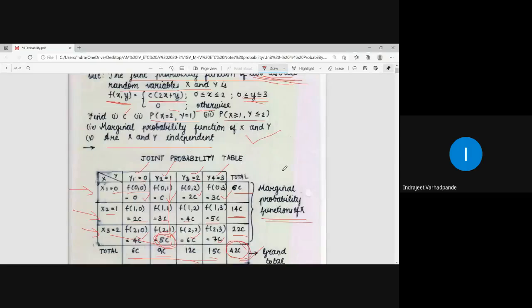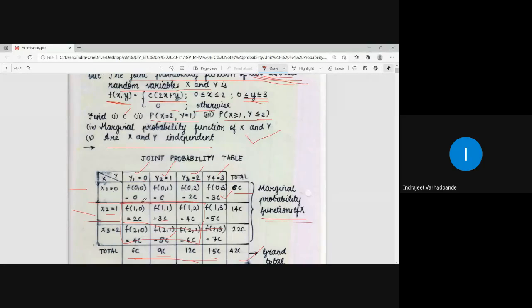Now, what is the probability for x greater than or equal to 1 and y less than or equal to 2? What are the values of x they are taking? Greater than or equal to 1 means what values are available for x? The values available are x equal to 1 and x equal to 2. But y up to where to take? Y up to 2 has to be taken. Less than or equal to 2 means I will be calculating only values up to this.